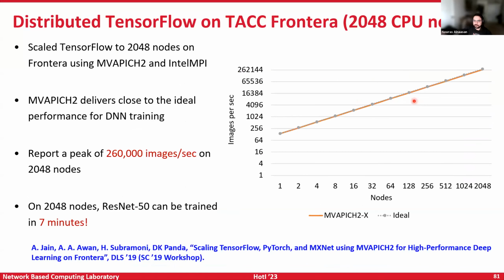And then this is on the CPU using the MFPitch 2x, the scaling on up to 2048 nodes. The convention is that CPU is not good for DNN training, but this is not always the case. If you have strong CPUs with many cores on them, you can still perform DNN training very efficiently, especially if you have a lot of nodes. This is the same exact benchmark, ResNet 50 on the ImageNet data set, and the training time on 2000 CPUs is 7 minutes.